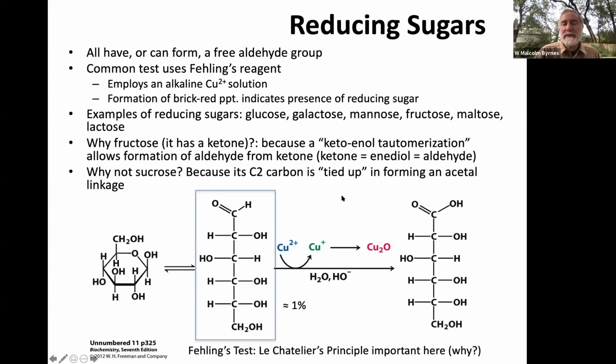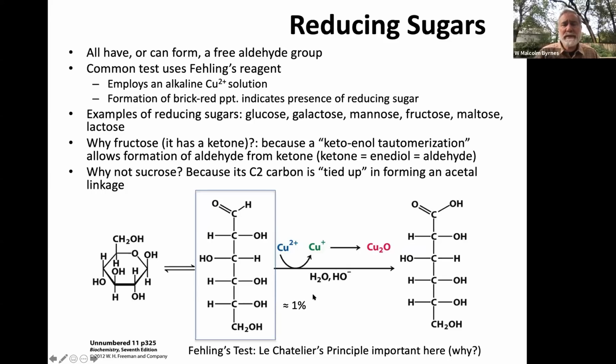So there's an oxidation, and there's also a corresponding reduction reaction that occurs where copper 2 is reduced to copper 1. And under alkaline conditions, it forms this copper 1 oxide, which is brick red in color and insoluble. So it forms a brick red precipitate. Okay. And so you get a positive test.